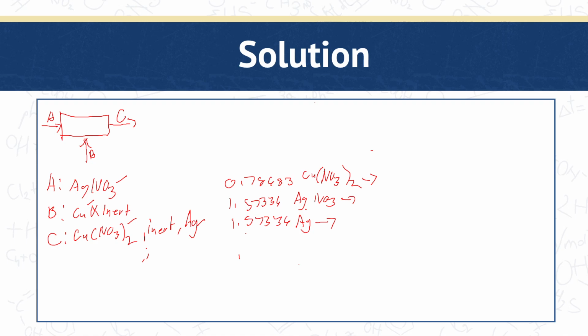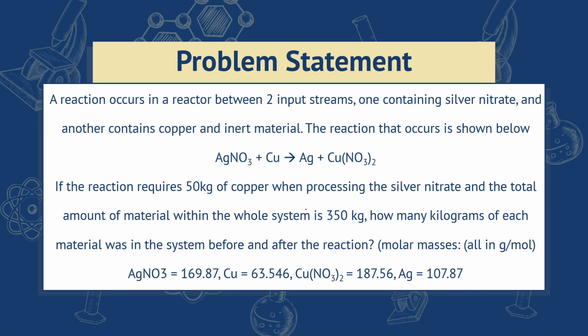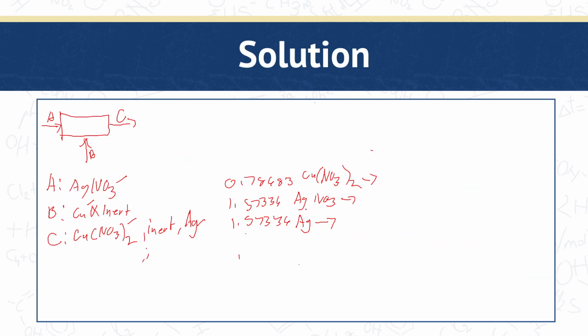It shall result you into, here. So you have 1.57336 with 169.87 for silver nitrate, resulting you with 267.27 kilograms for here.